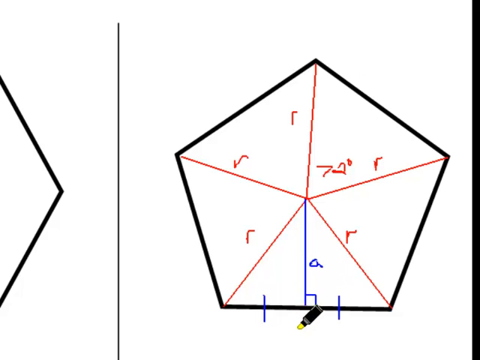The height is the apothem. The base would be what we're going to call S for side. Okay? And so the area of that one little bitty triangle, and I'm going to draw a little triangle right here, would be equal to 1/2 of S times A. That would be my base and my height.